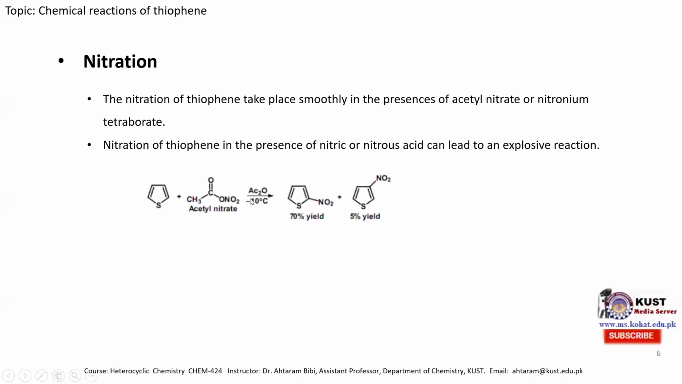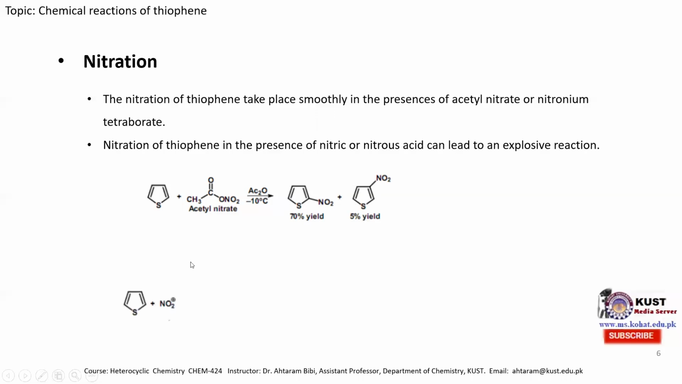The reaction is shown here: when thiophene is treated with acetyl nitrate at minus 10 degrees centigrade in the presence of acetic anhydride, then 70% of alpha substituted nitrothiophene is formed and 5% of beta substituted nitrothiophene is formed. The high yield of 70% of the alpha substituted nitrothiophene is formed because, when the substitution takes place at the alpha position, the intermediate has more resonating structures as compared to the beta position. So, the major product is the 2-nitrothiophene molecule.